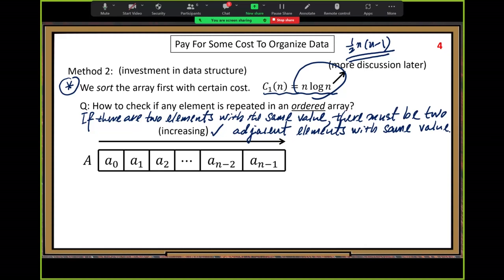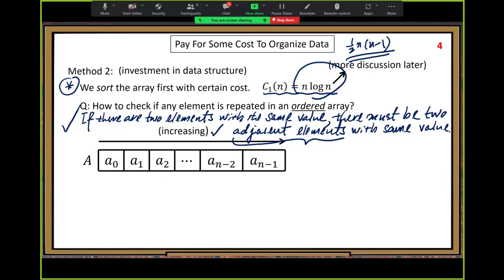Okay? Then, next, our algorithm will be based on this critical property. Now let me ask you the previous question again. With this property, when you do the checking, you only need to check if two adjacent elements are the same or not, right? Because with this property, you do not need to check non-adjacent elements in an ordered array. You only need to check two adjacent elements in an ordered array.